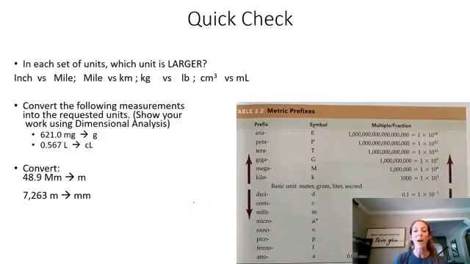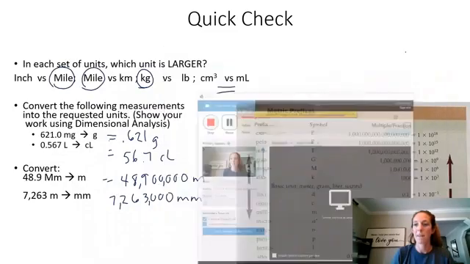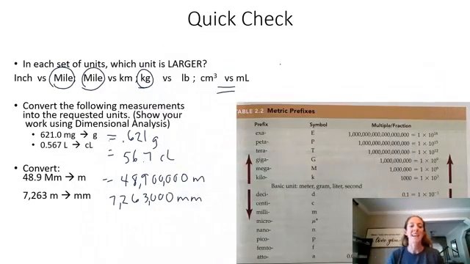Okay, I need you to pause this video and see if you can answer these last questions of this lecture. Okay, let's double check and see how you did. A mile is larger than the inch. A mile is larger than a kilometer. A kilogram is larger than the pound, and the cubic centimeter is equal to a milliliter. And double check your measurements down here to make sure that you got the right answer using dimensional analysis.